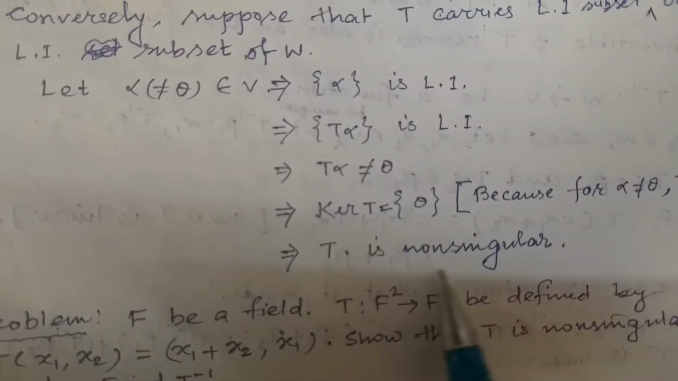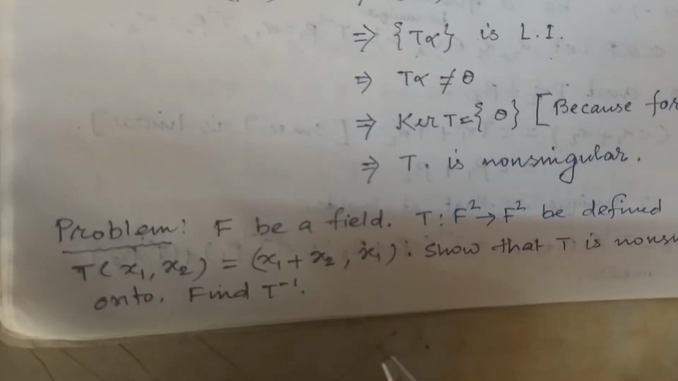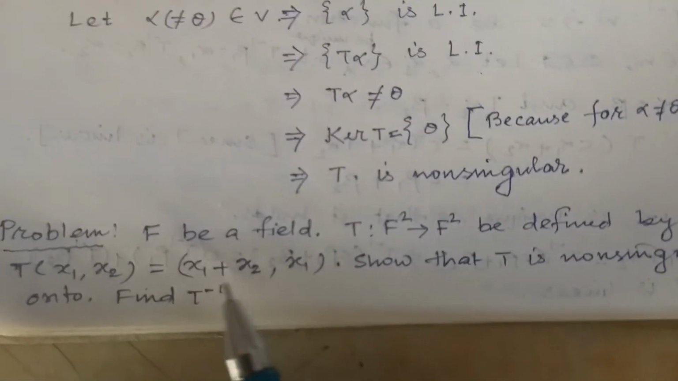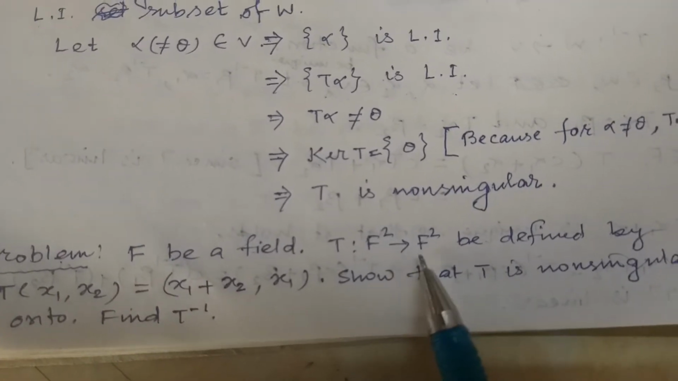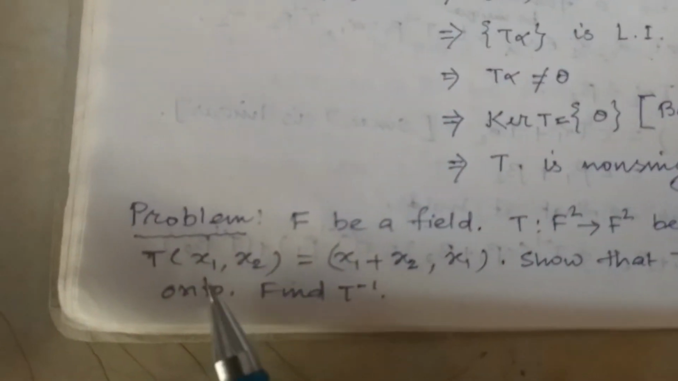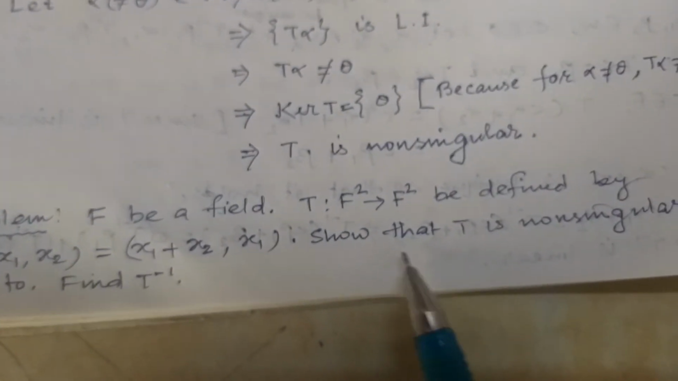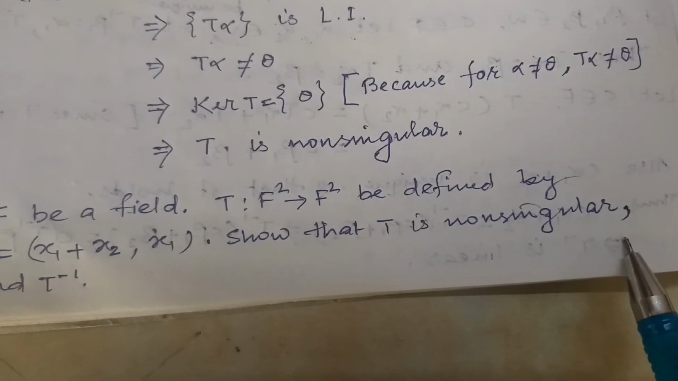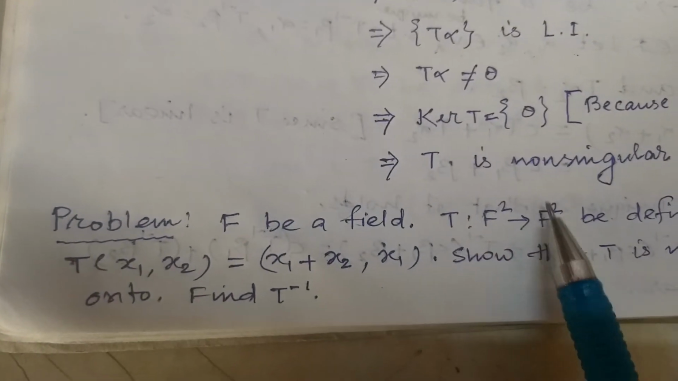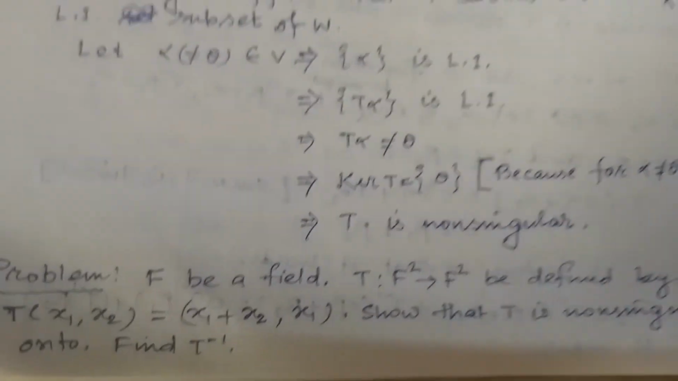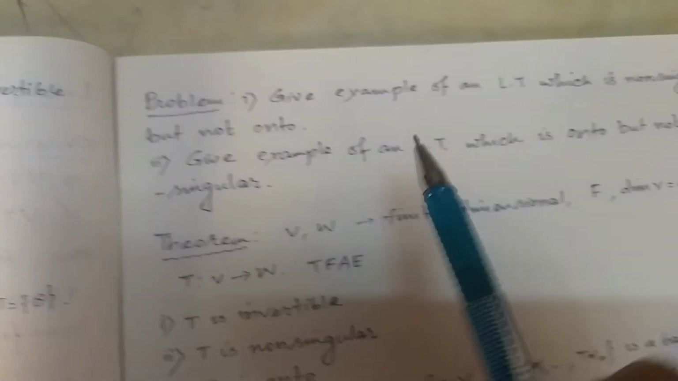Therefore, T is non-singular. Okay, now I am giving you two problems. You will try it at your home. Let F be a field, and T be a linear transformation from F2 to F2 defined by T of x1, x2 equal to x1 plus x2 comma x1. We have to check whether T is non-singular, then whether T is onto, and also we have to find the inverse mapping T inverse from F2 to F2. This is your home task. You must solve this.